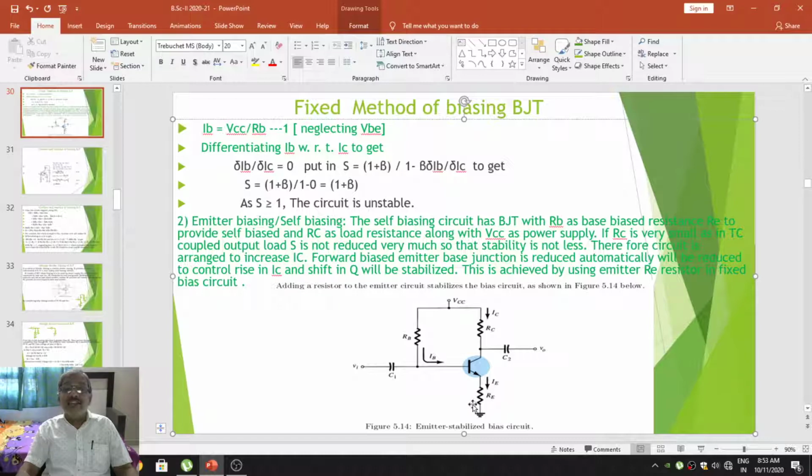VEE, that is IE into RE, to the BJT, so that the stability can be improved by selecting the proper value of RE, and the transistor used for that particular operation is made stable. Such a method we can call the self-biasing method, or it is also called the emitter biasing method.